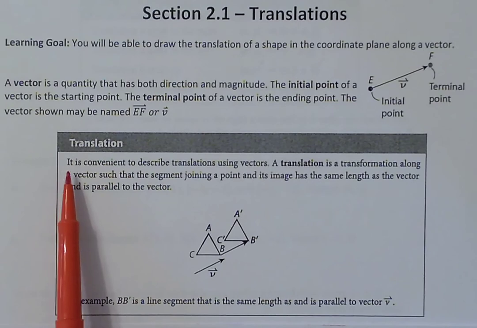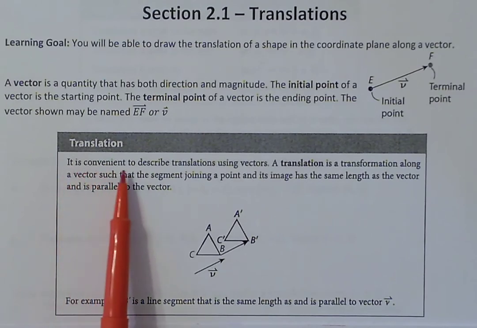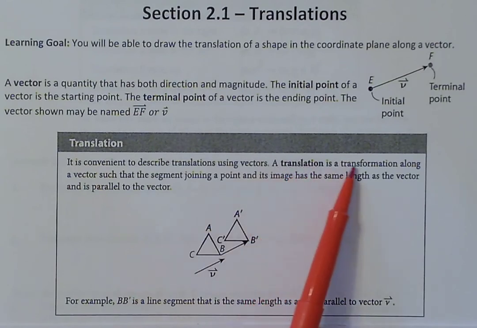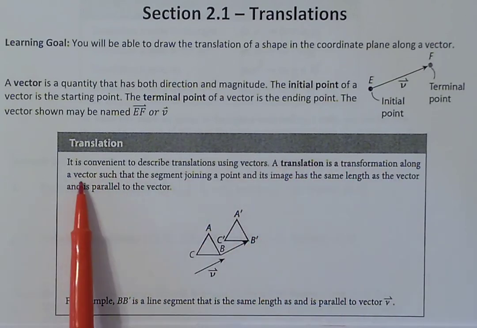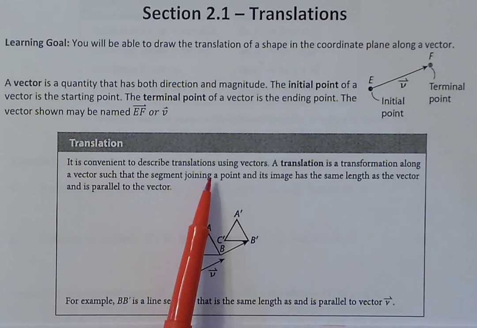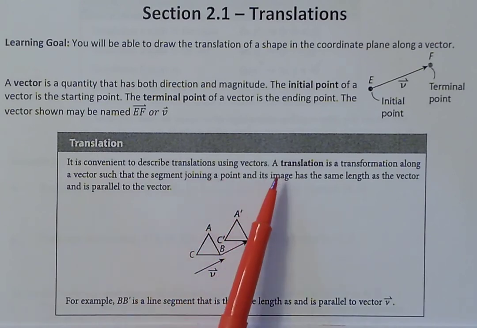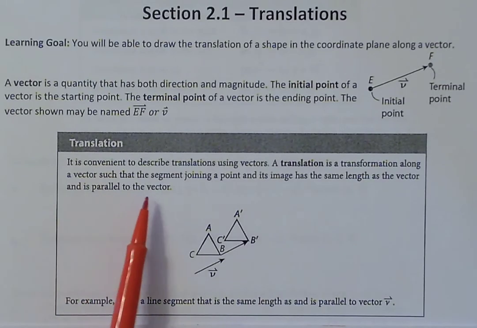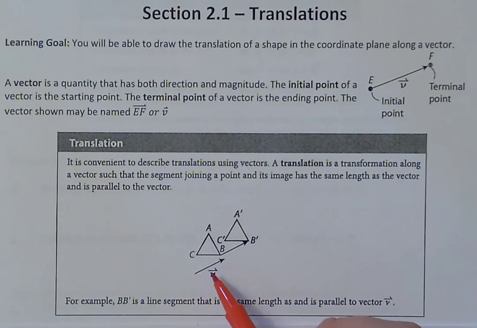All right, so translations. It is convenient to describe translations using vectors. A translation is a transformation along a vector, such that a segment joining a point and its image has the same length as the vector and is parallel to the vector. So, they're going to provide you a vector in the coordinate plane. Okay, that's going to tell you the length and distance that you need to transform each point.